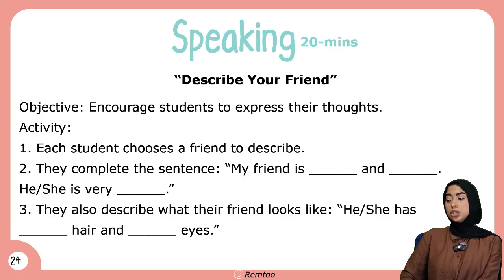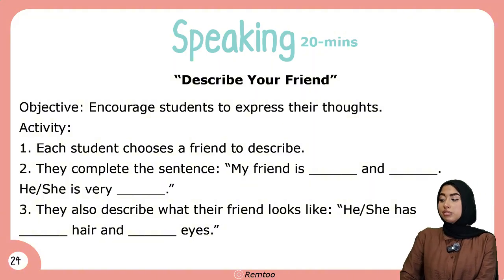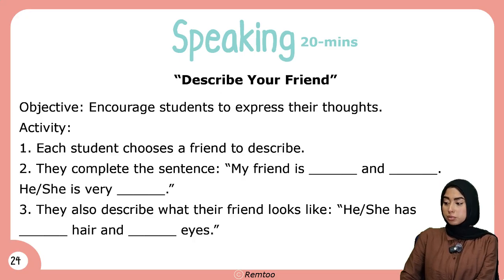Okay, so simply I just need you to describe your friend. So first step is choose a friend. Second step is describe him, okay? You can say, for example, my friend is kind and funny. He is very helpful, for example, okay?